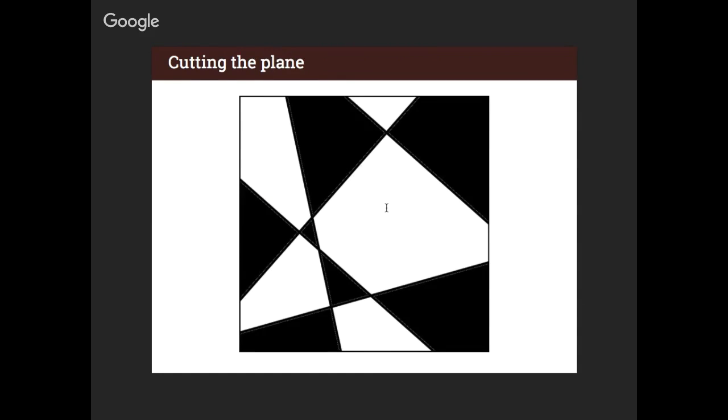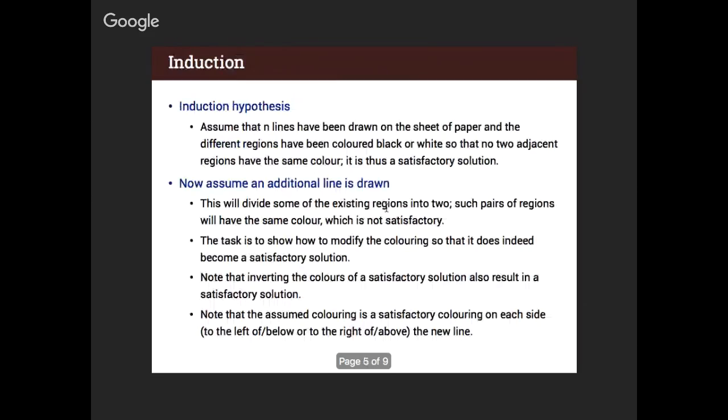Okay, so, sorry, yes? I'm curious, if you do induction on the number of regions rather than lines. Yes. Yeah, but as I said, it's very difficult to add just one more region. I mean, you can do it in certain places.